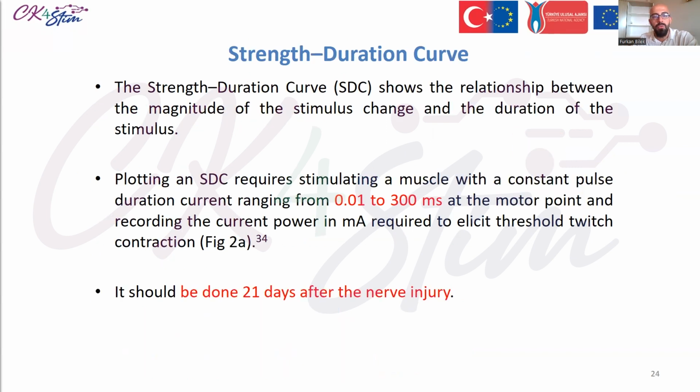The strength-duration curve shows the relation between the magnitude of the stimulus and the duration of the stimulus. Plotting the SDC requires stimulating muscles with a constant pulse duration current ranging from 0.01 to 200 milliseconds at the motor point, and recording the current in milliamperes required to elicit a threshold twitch contraction. It should be done 21 days after the nerve injury.